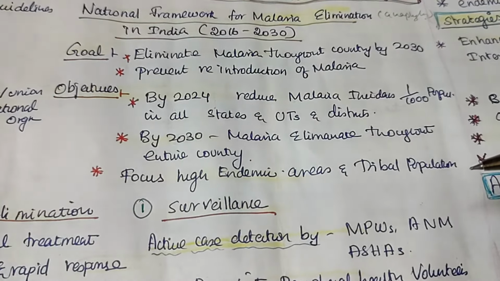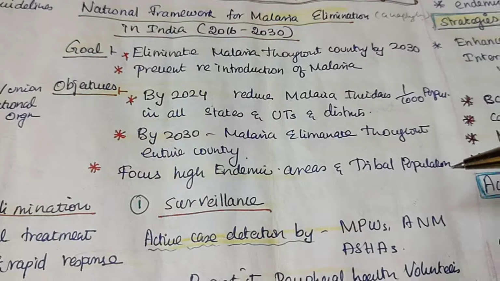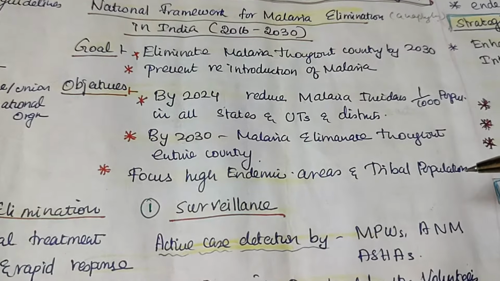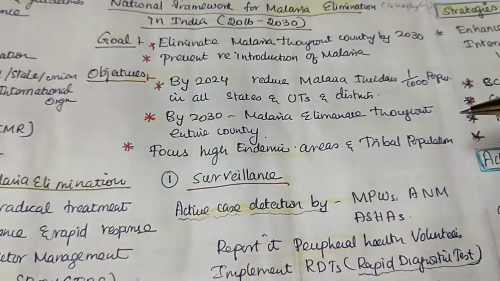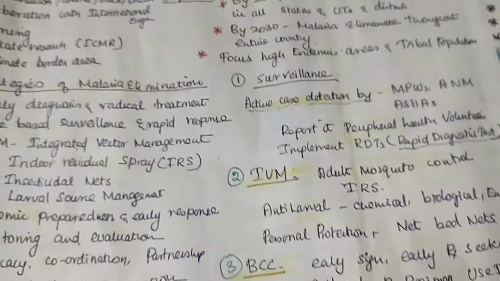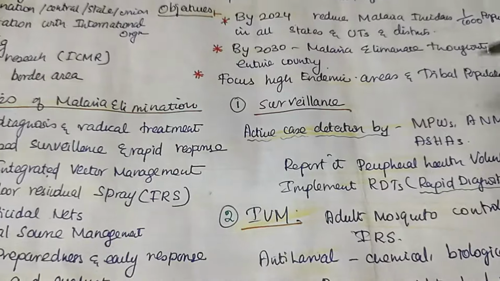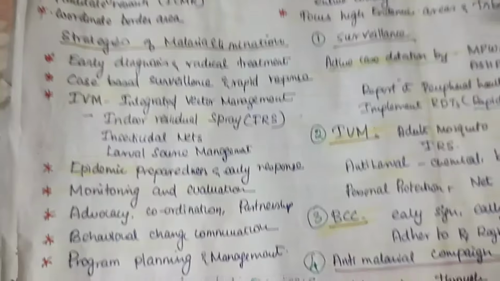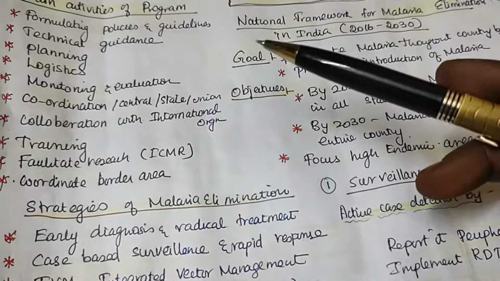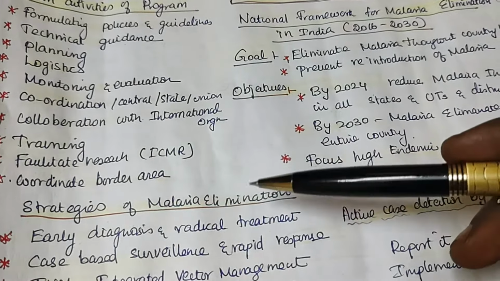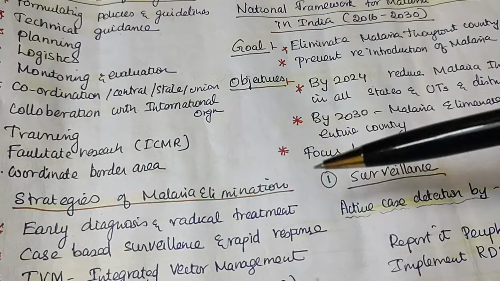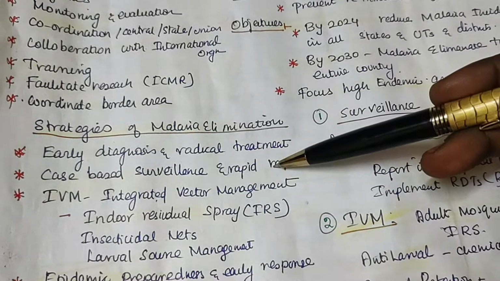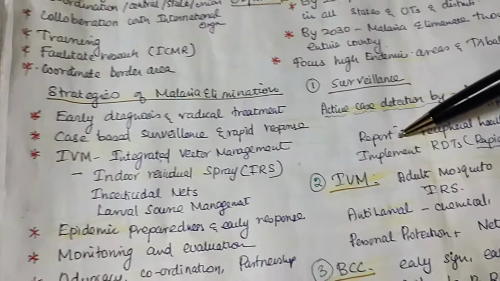Where are the high endemic areas? Where there is a tribal population living in hilly areas, so there is more chance of getting the sickness. Okay, how will they control this? First, they plan the main activities. According to these activities, what strategies are they following, and with the help of these strategies, how do they implement them? We will see.